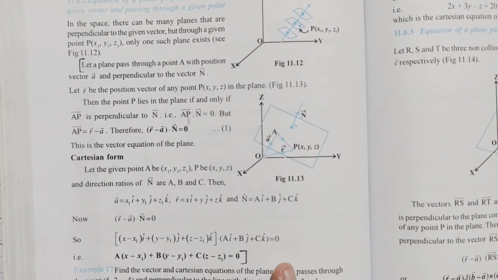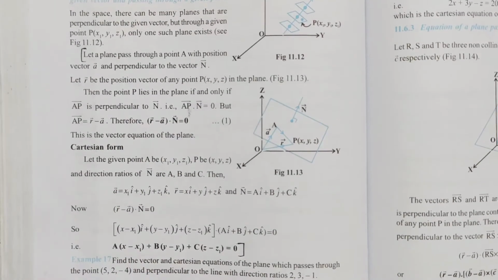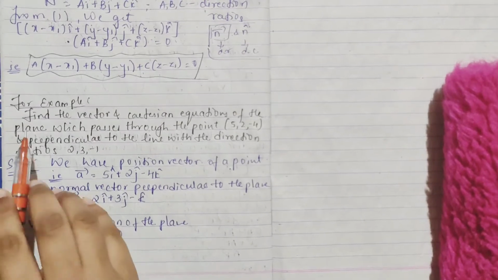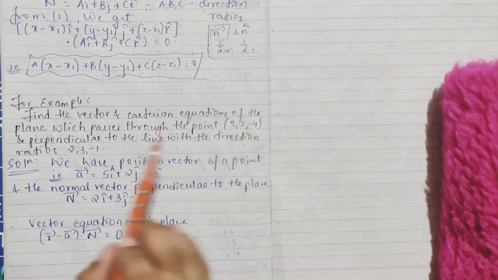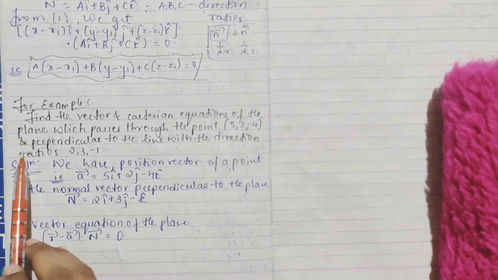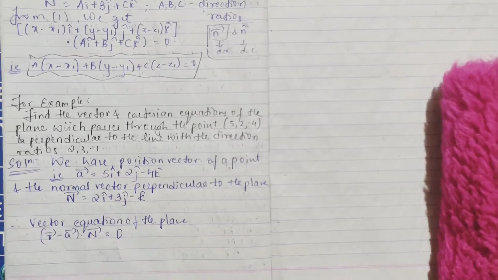Again and again I am telling, concentrate on your formulas only, vector form, Cartesian form. So we are taking the example: find the vector and Cartesian equations of the plane which passes through the point (5, 2, -4) and is perpendicular to the plane with direction ratios 2, 3, -1.